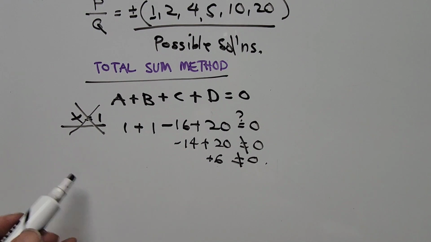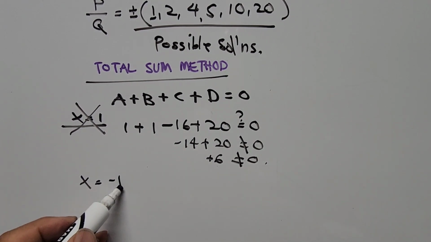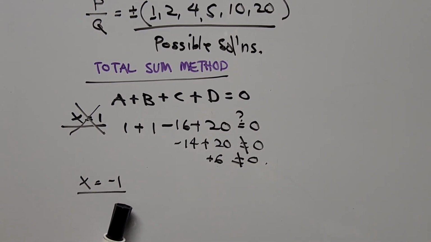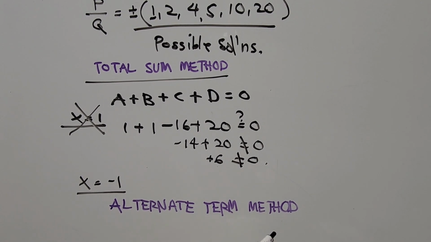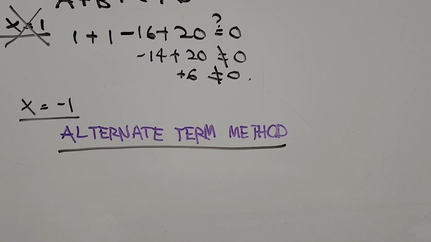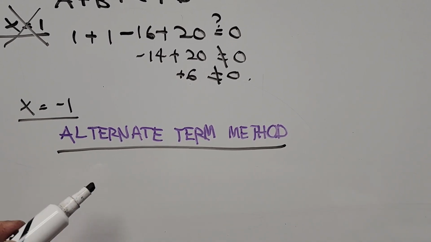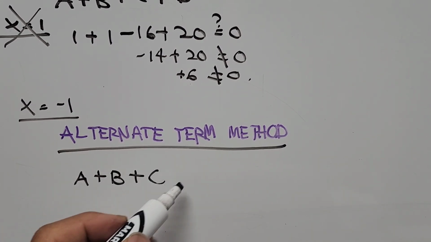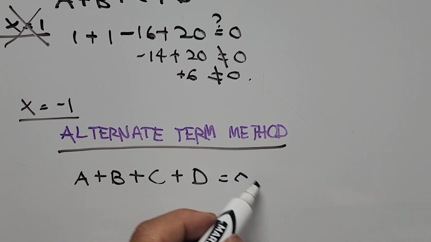So next we'll be using x is equal to negative 1. So x negative 1, we'll be using that as a trial value for x. And here to verify if x really is negative 1, one of the solutions of the cubic equation, we'll be using the alternate term method. In this alternate term method, we'll be using all the terms and all the coefficients of the cubic equation again. Here we're considering all the coefficients of the terms of the cubic equation. So we have a plus b plus c plus d equals 0.